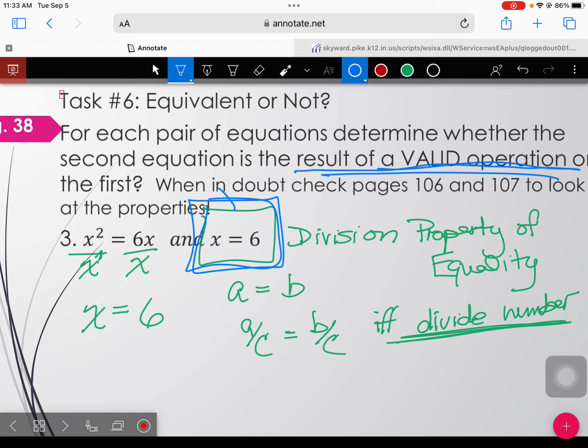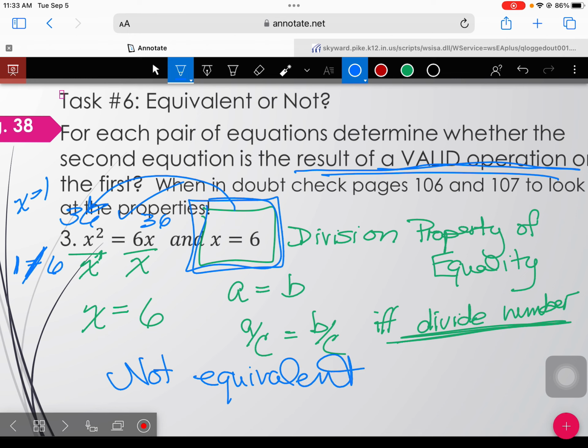Because if you substitute this in, yes, 6 squared is 36, and 6 times 6 is 36. But what if I had X is equal to 1? 1 squared is 1. Is that equal to 6? So is this going to work for every other number? No. I'm saying yes, this is a tricky one. And so the answer here is they are not equivalent.